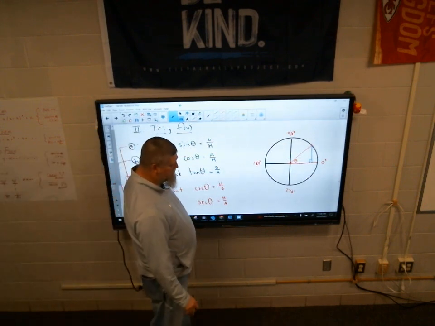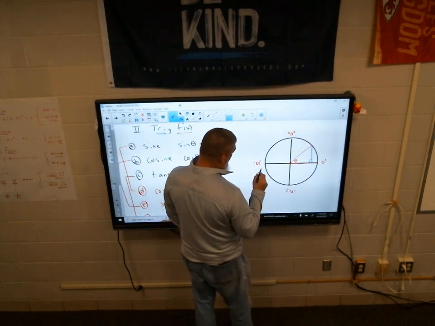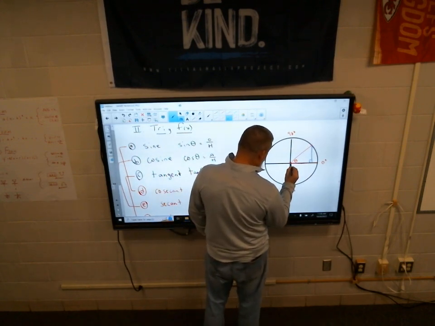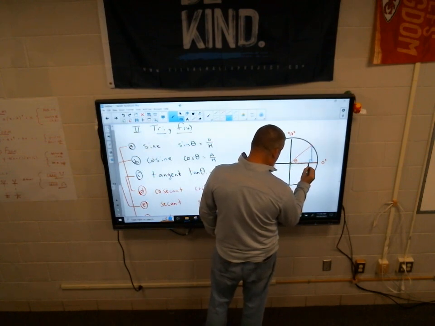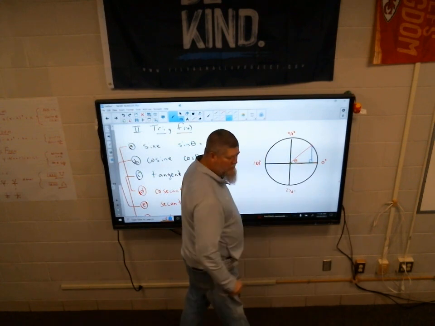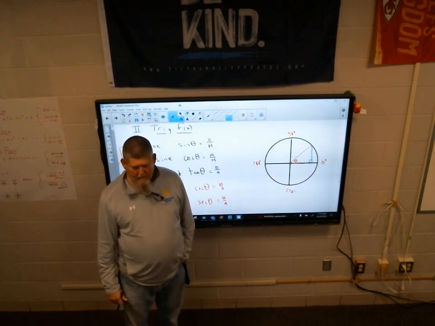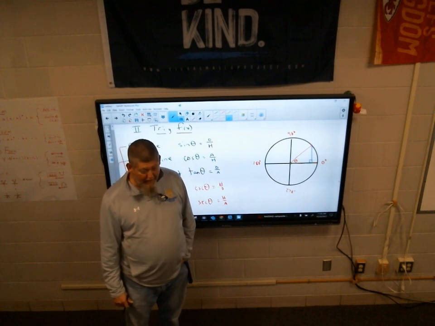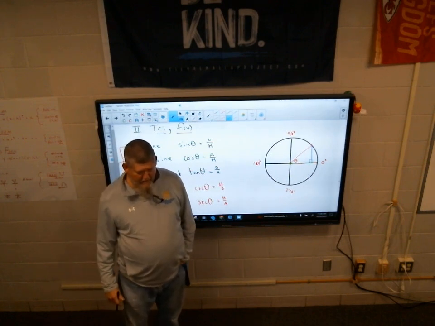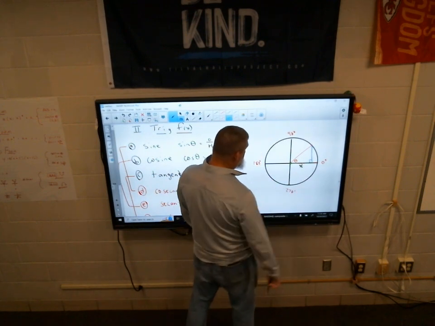Let's put some labels in there. Okay, so let's do this in green. What's this distance here, from this point over to where it touches? What's that distance? And don't give me a number, give me a letter. X. Why is it X? It's on the X-axis. It's X. Exactly right.